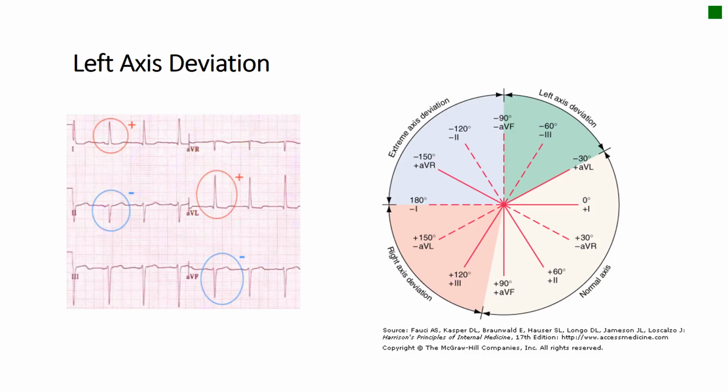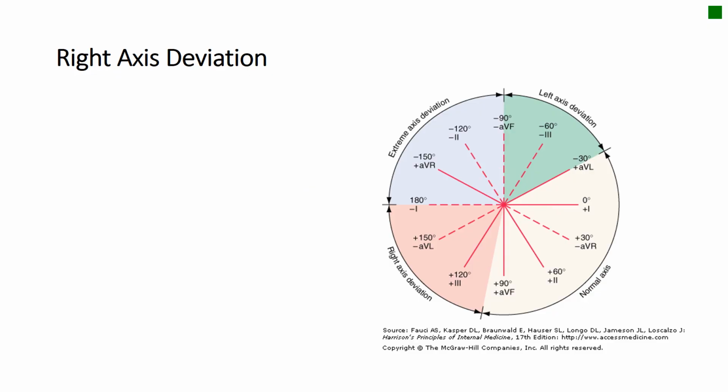This time you're looking at lead 2, and it's quite negative. So lead 2 is in this direction. It's more negative. Now, it's still quite positive in lead 1. So it's still in that area. And AVF is again negative. So it's in that formation. So it's around here is the axis. It's deviated from the normal area. Right axis deviation.